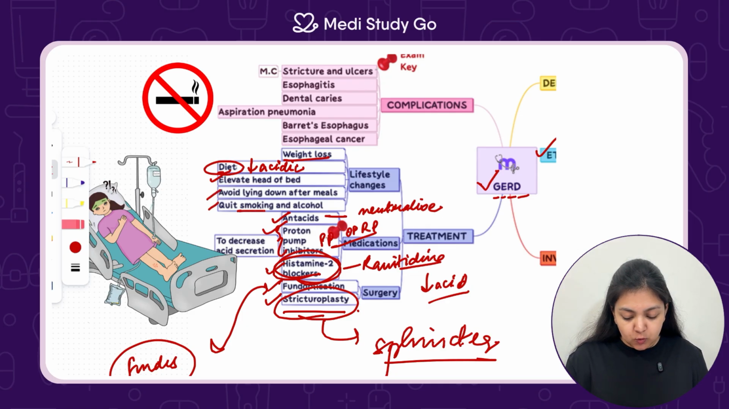You need to quit smoking and alcohol because these are irritants which irritate the mucosa of the esophagus and stomach and thereby decrease the tonicity of any sphincter which is present. So decreasing irritants will also help.